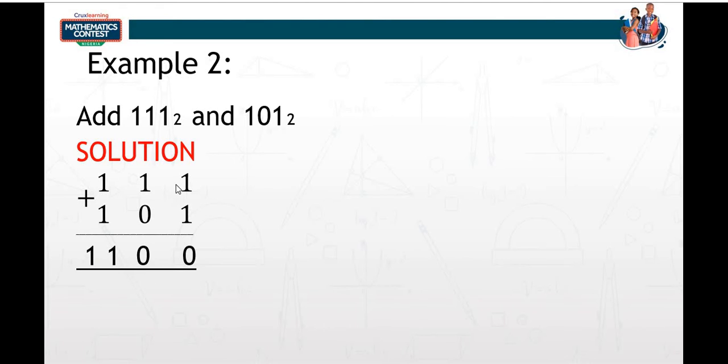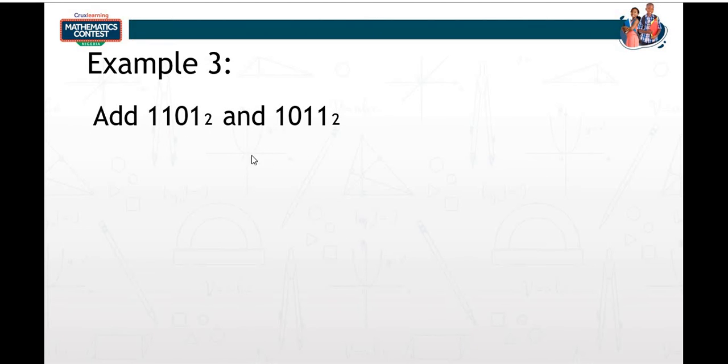I repeat again. 1 plus 1 is 10. I will write 0, carry the 1 to the other side. Add it here, it becomes 10. So I'm going to put 0, carry the other one here. 10 plus 1 is 11. So 111 plus 101 is equal to 1100 base 2.